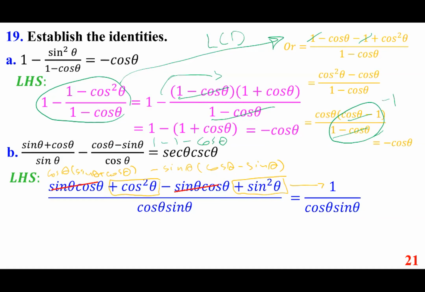So we can write this as 1 over cosine times 1 over sine. 1 over cosine is secant, and 1 over sine is cosecant, and we are done.